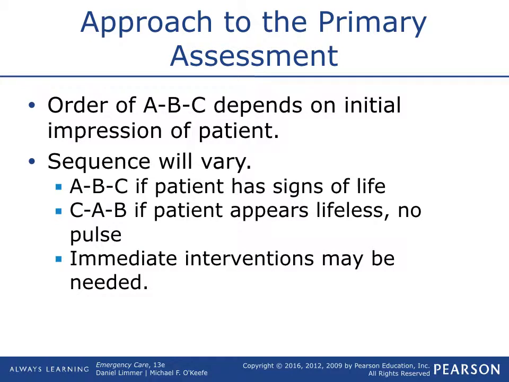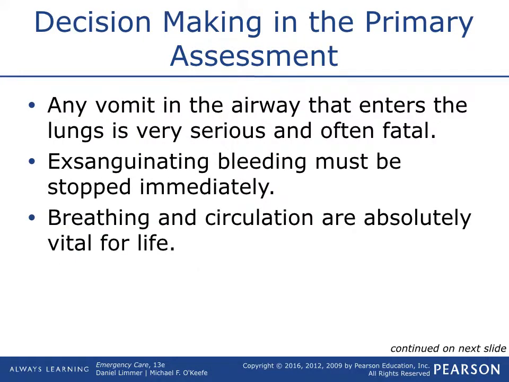Immediate interventions may be needed. Any vomit in the airway that enters the lungs is very serious and often fatal. That is a true statement. There are many people who have actually passed away because of choking on their own vomit getting into their airway and in their lungs. That will make a decision. So if you're doing your primary assessment and you see they're choking, that changes your assessment because now you've got to suction and get that airway open.